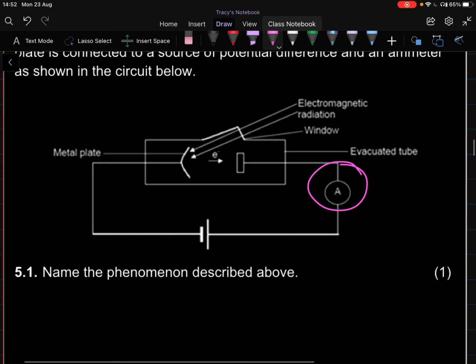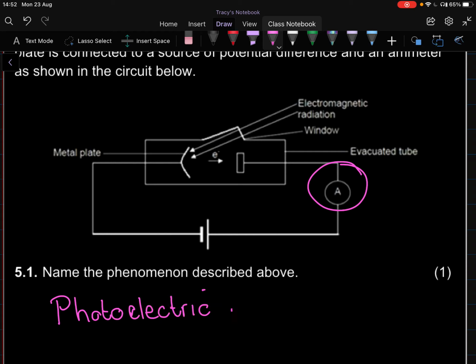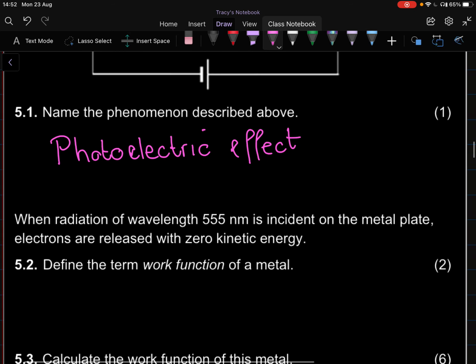First of all, they want the name of the phenomenon. Well, this is the photoelectric effect. We've done that lots. Okay. Then they say radiation of wavelength 555 nanometers. So I know I'm going to have to take this and times 10 to the minus 9 is incident on the metal plate. So that's what we pour onto the metal plate.